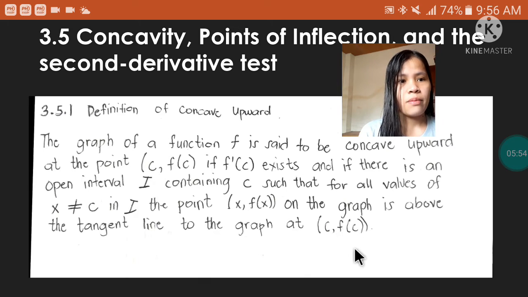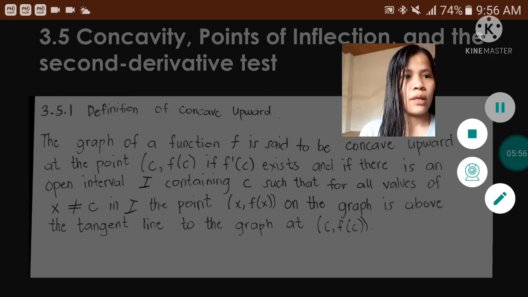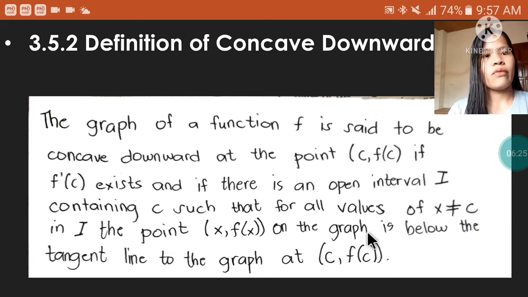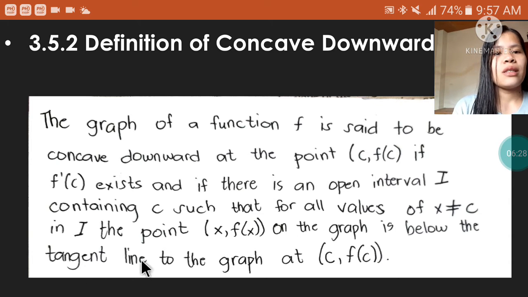Okay, in 3.5.2, definition of concave downward. The graph of function f is said to be concave downward at the point c, f of c, if f prime of c exists, and if there is an open interval I containing c such that for all values of x not equal to c in I, the point x, f of x on the graph is below the tangent line to the graph at c, f of c.